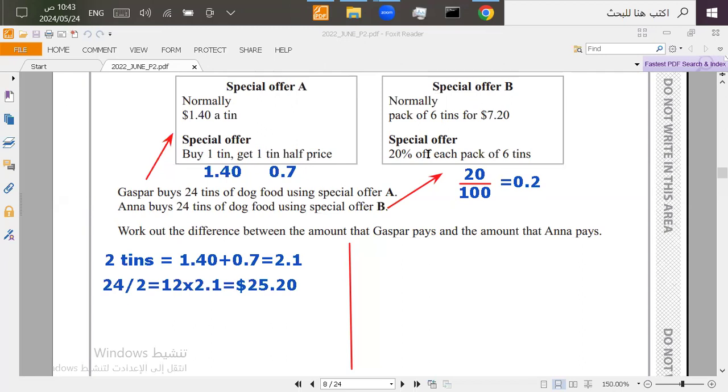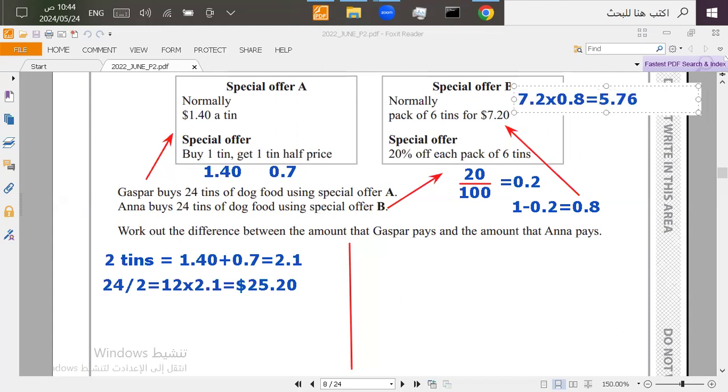Now, because it's 20% off, I'm going to subtract it from 1. So 1 minus 0.2, I will get 0.8. So this is the multiplier of 20% off. Now I'm going to multiply the multiplier to find out how much money I'm going to pay for a pack. So 7.20 times 0.8 will give me the new price after the 20% reduction. 7.2 times 0.8, and the answer is 5.76. So this is the new price after the reduction.